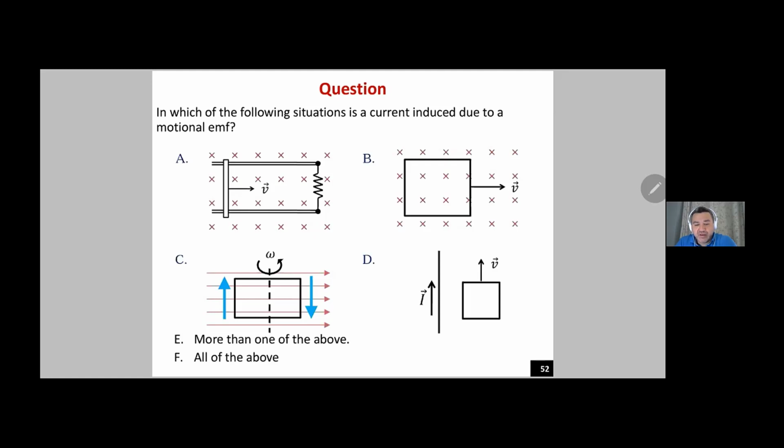Okay. So here the question is asking about the motional electromotive force. We will be mentioning all kinds of induced electromotive force that do exist. So let's start first with case A.